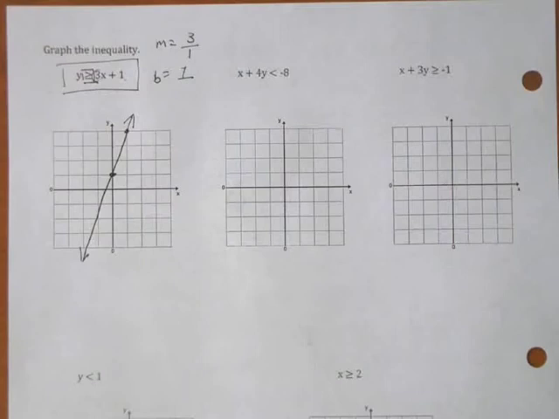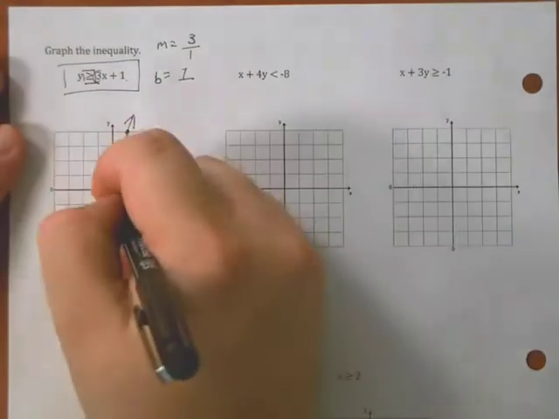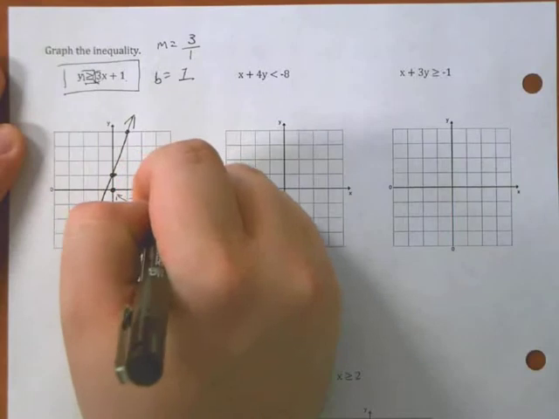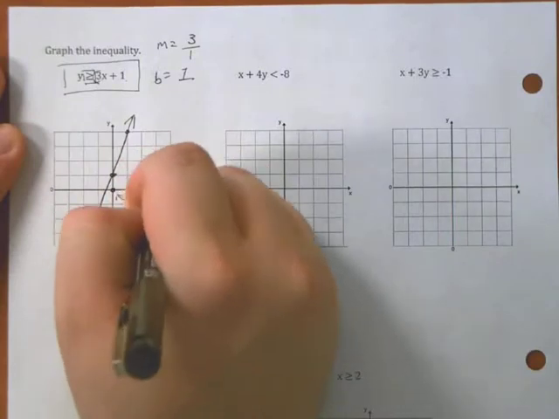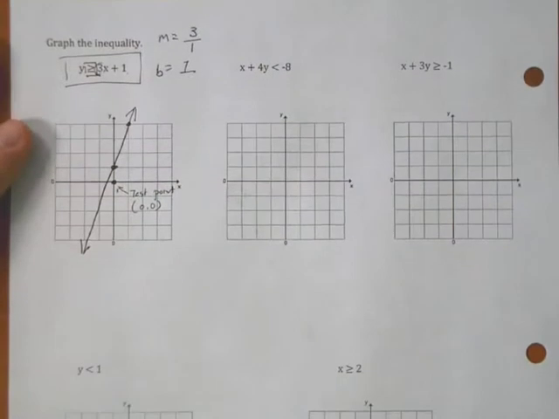I'm not done yet because it's an inequality. Now I need to figure out what side to shade to represent where all the solutions are. So I'm going to pick a point that's not on this line. Is there a good point that's not on this line? (0, 0). Yes, this one right here. You don't have to label it, but I will for the notes, just so we know that I'm picking this as a test point, (0, 0).